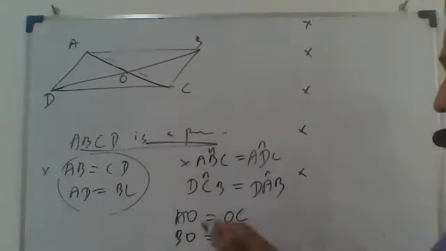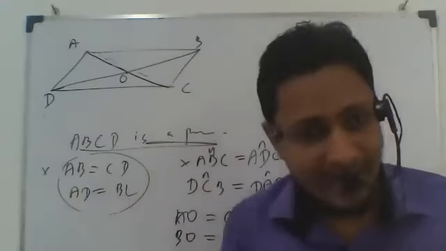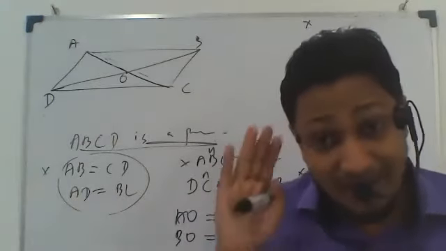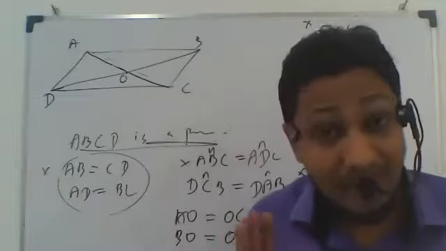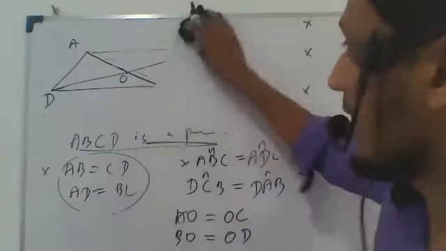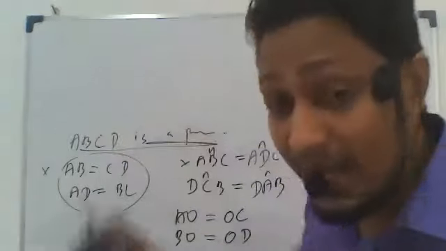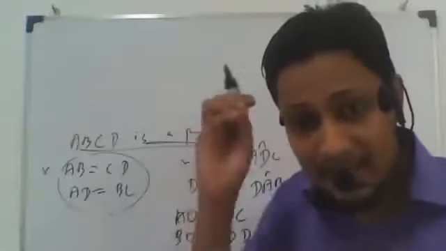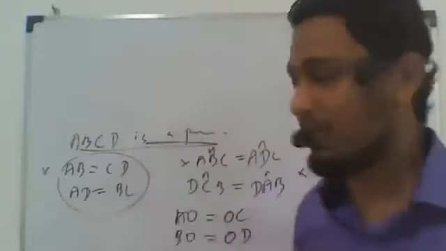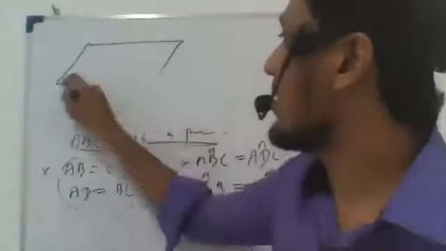BO equal to OD. Right, okay. So next one. What is the next one? Diagonal bisect the area of the parallelogram. Look at this one. I'll mark the parallelogram.